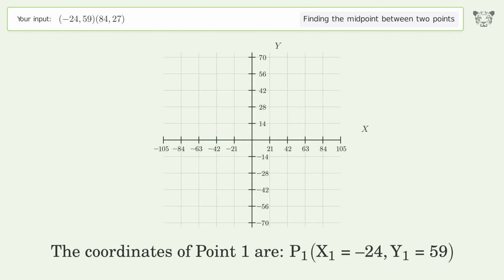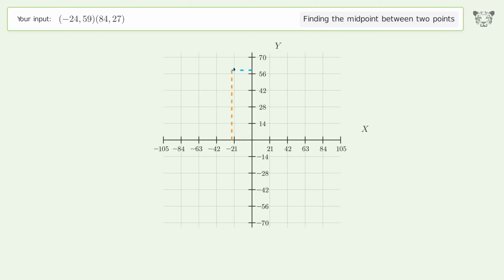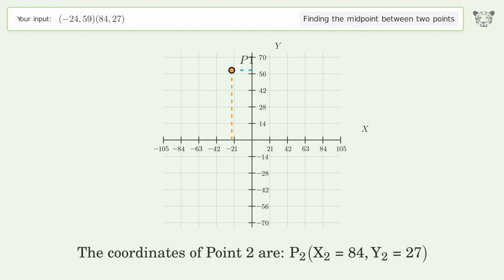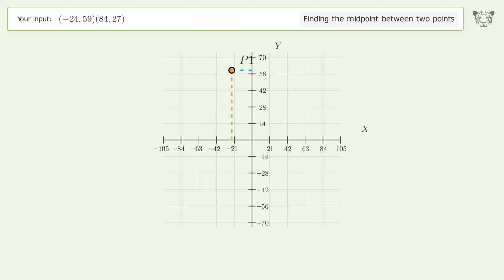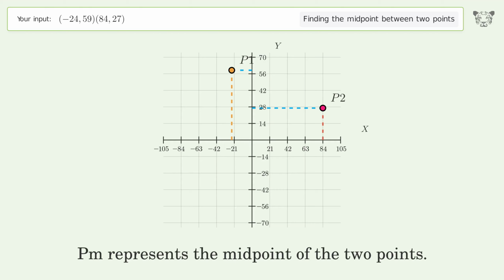The coordinates of point 1 are, x1 equals -24, y1 equals 59. The coordinates of point 2 are, x2 equals 84, y2 equals 27. PM represents the midpoint of the 2 points.